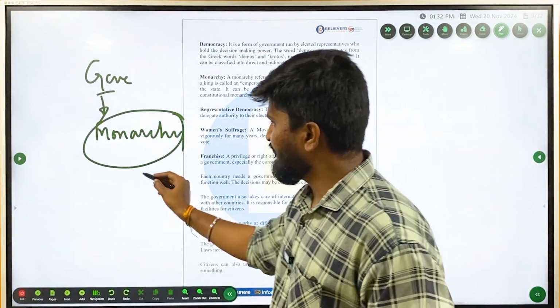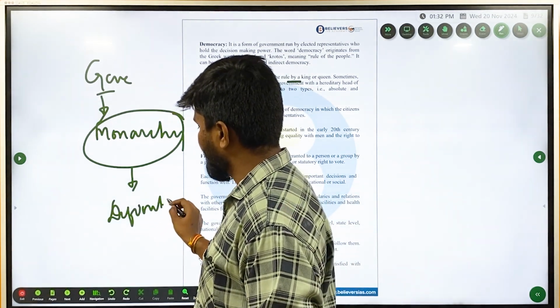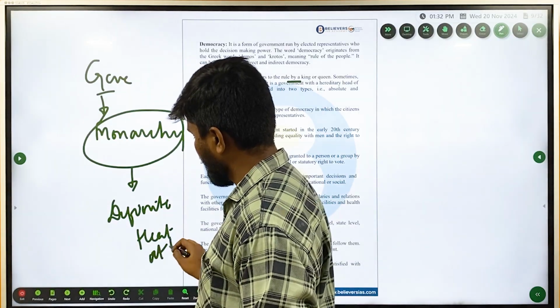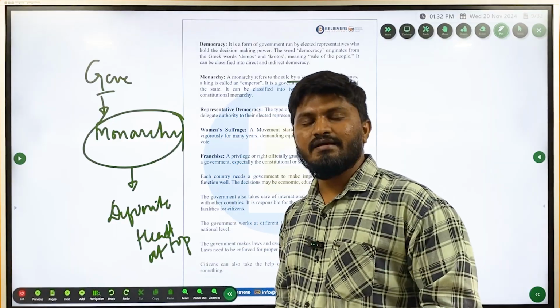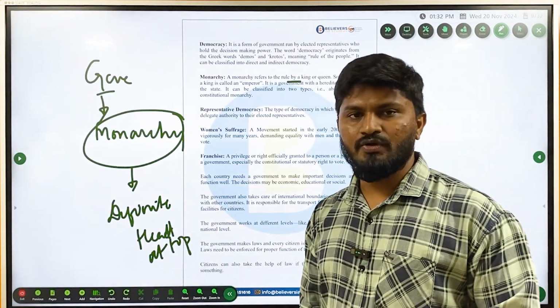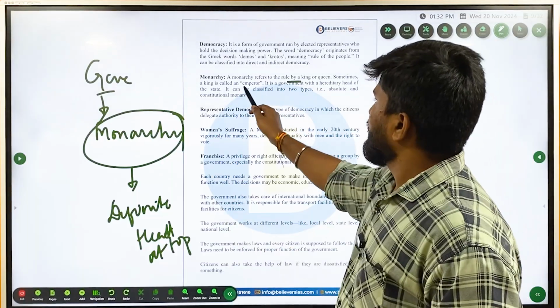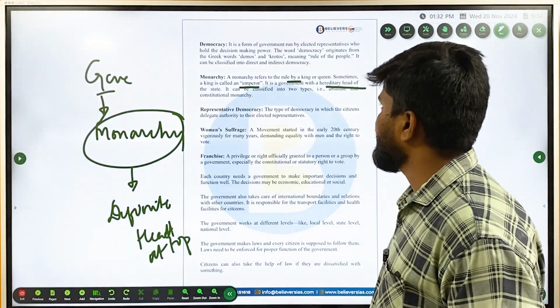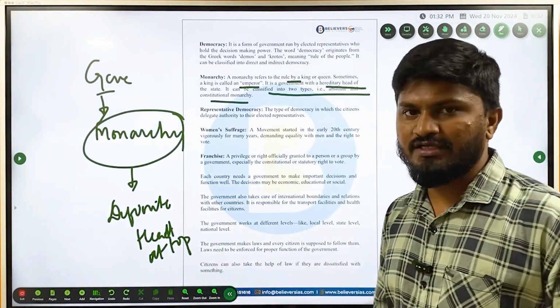There is a definite head at the top. He can be elected, or chosen by people, or he is neither elected nor chosen. It can be hereditary. He is also called emperor. It is a government with a hereditary head of state. It can be classified into two types, that is absolute and constitutional monarchy.